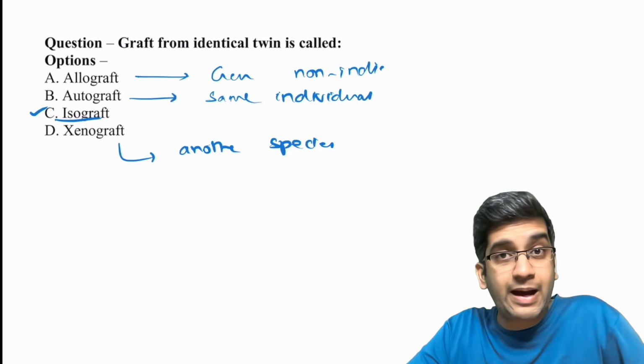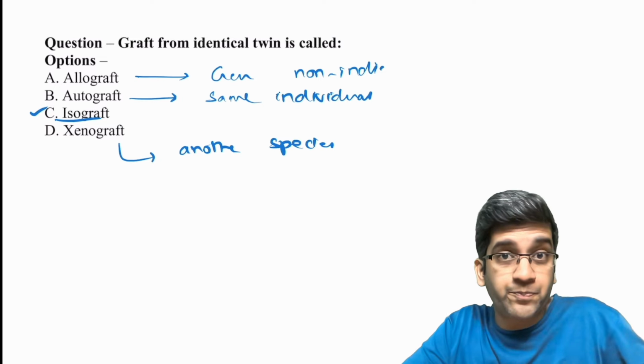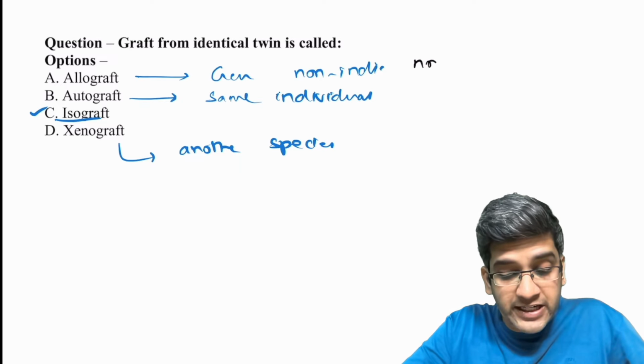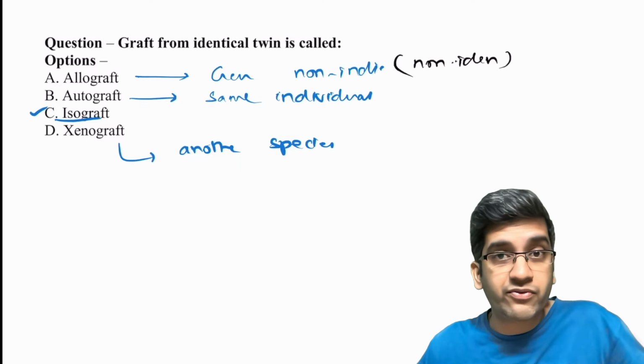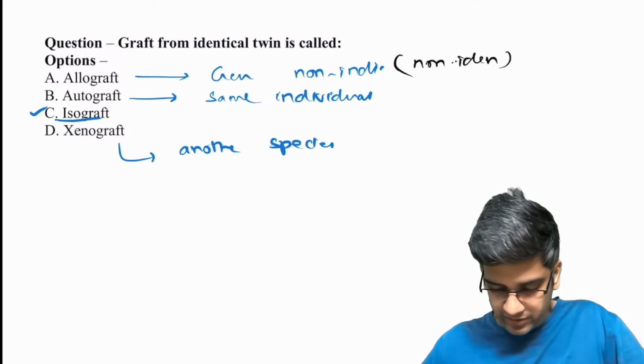It's an isograft which happens between genetically identical twin. Please do remember a non-identical twin, right? A non-identical twin or a dizygotic twin will come under allograft, not under isograft. Very, very important. Fine. Okay.